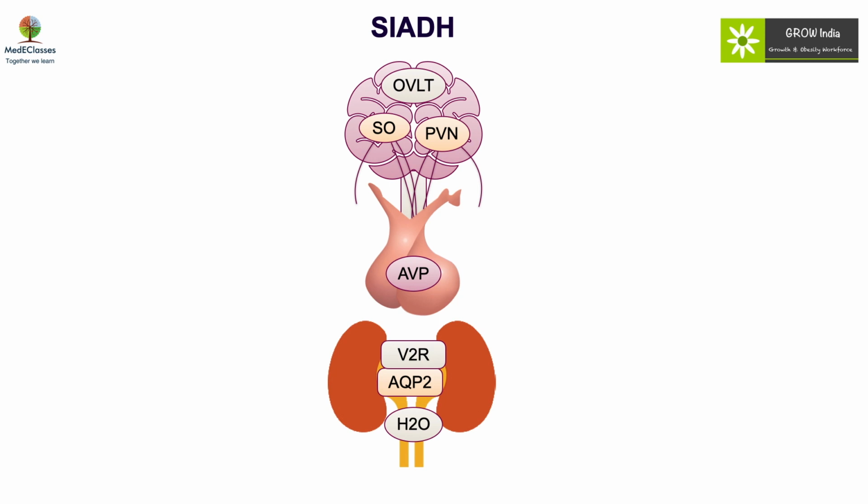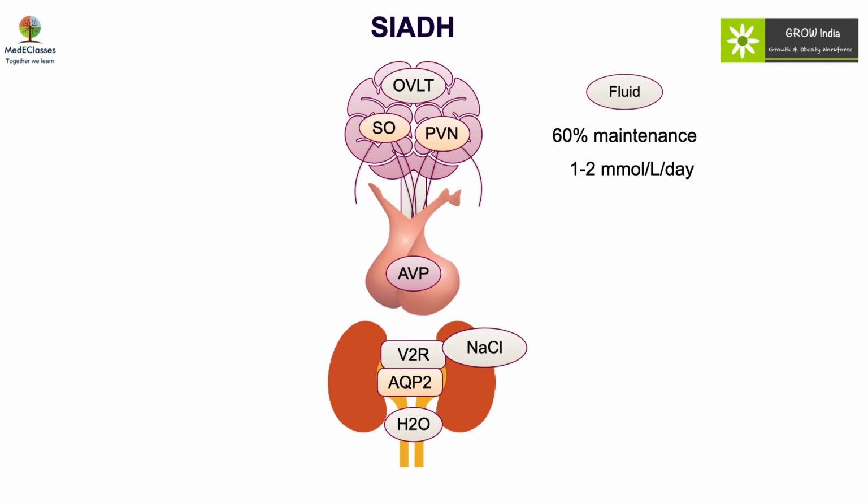The management options in SIADH include fluid restriction to around 2/3 the maintenance, which will raise the serum sodium gradually by 1 to 2 millimoles per liter. There is an option of using sodium chloride as an osmotic agent. However, we need to understand that SIADH is largely a fluid overload situation.